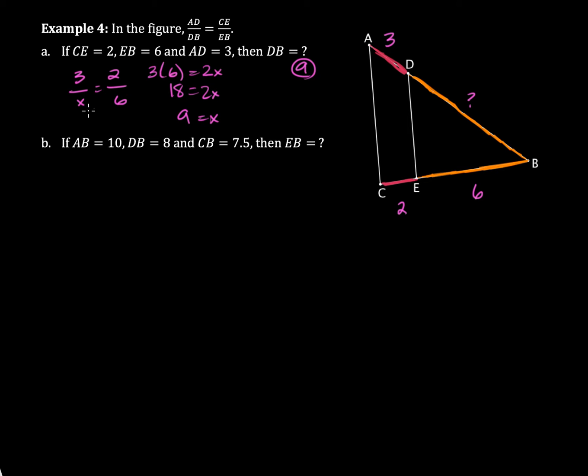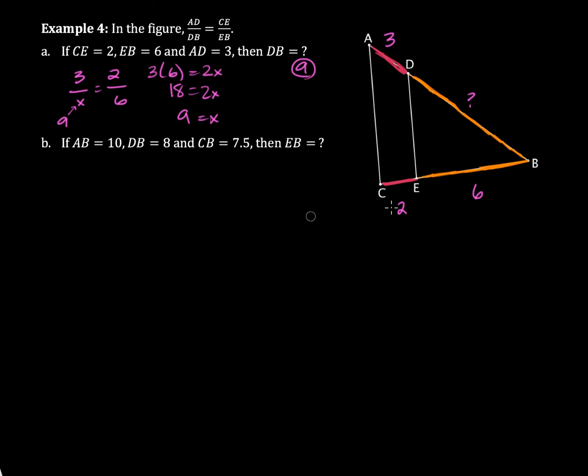And again, some of you might have been able to see that if I have 2 over 6, the bottom number is 3 times as big as the top number. So if I have a 3 right here in my numerator, then that right there must be a 9. Again, you might be able to see that in your head. If not, you just go to the cross multiplication to figure it out.